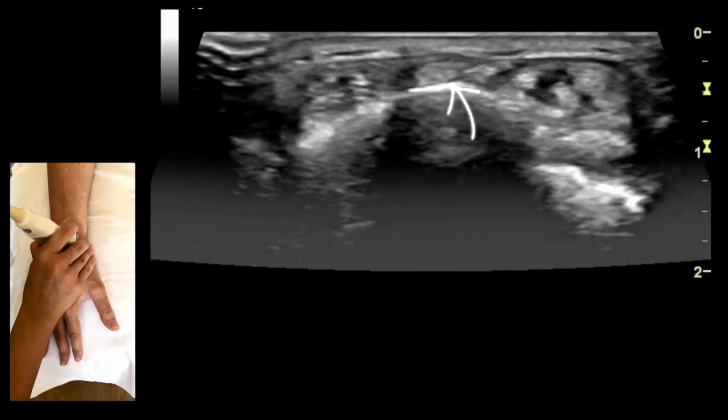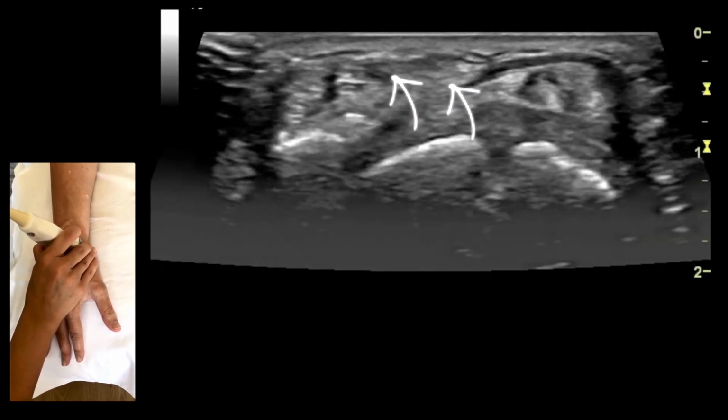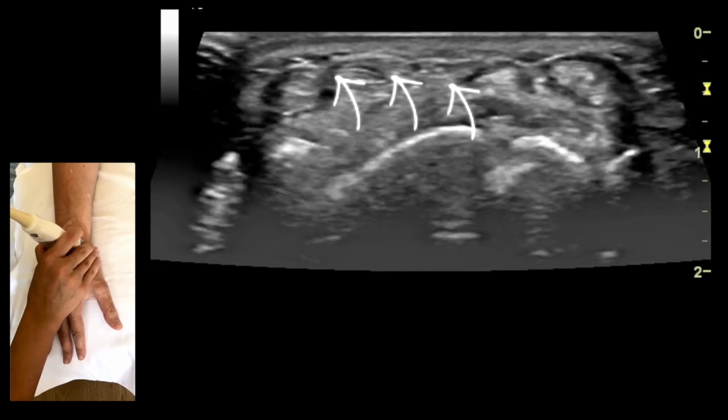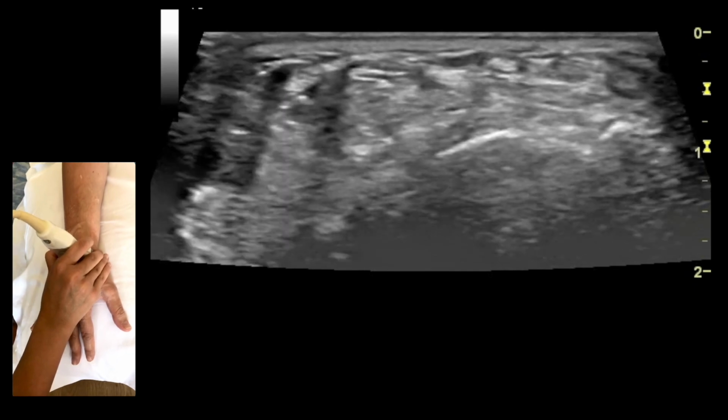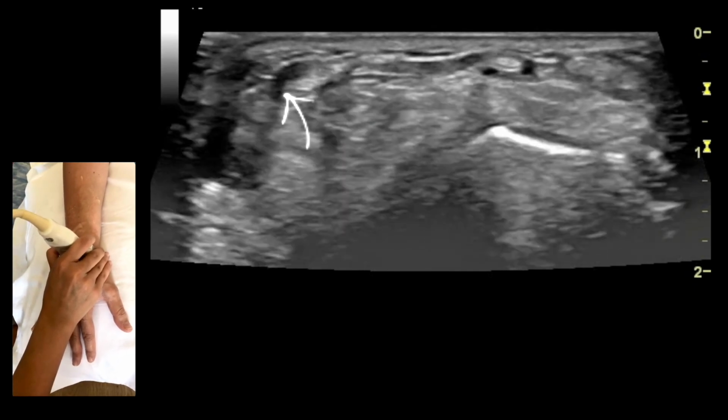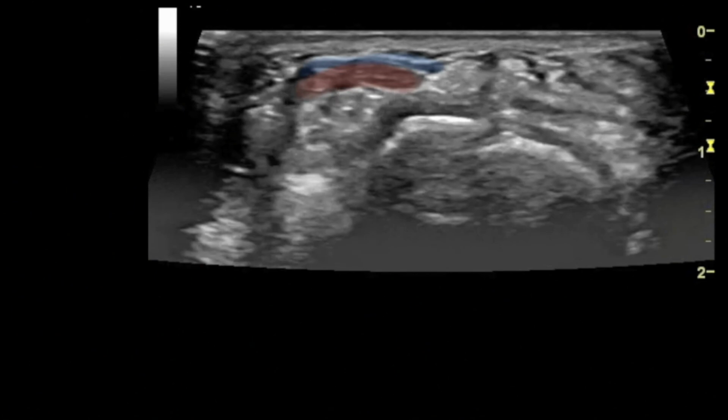Then start to move the probe distally until you see the crossover of the third extensor compartment over the second compartment. And if we move proximally, you see again the third compartment crossing over the second one.